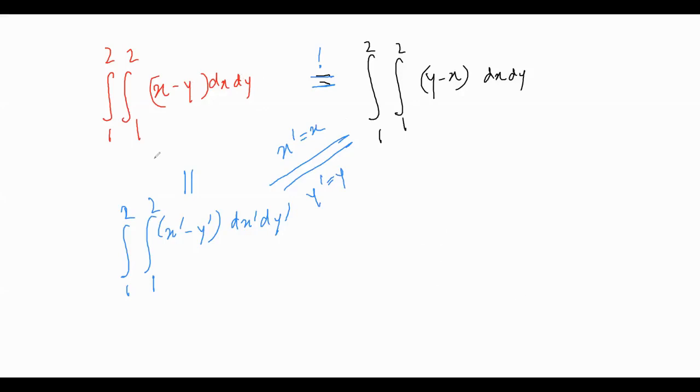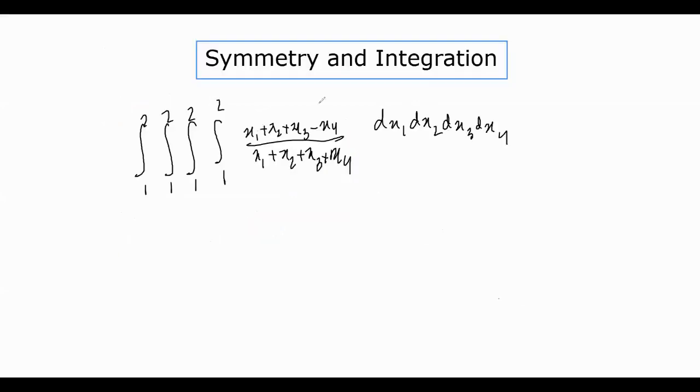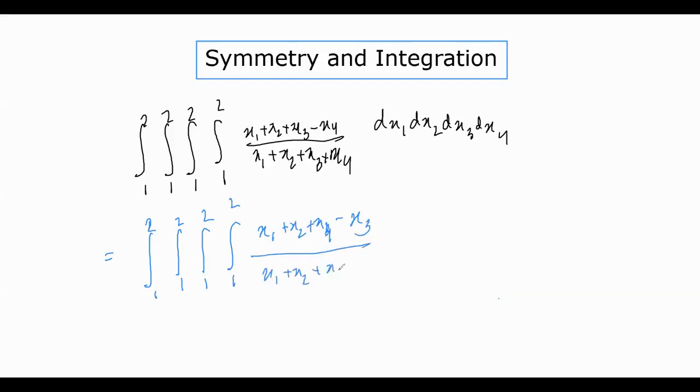We will use exactly the same idea to find the solution. This is a beautiful solution. So this is the same as the integration from 1 to 2, 1 to 2, 1 to 2, 1 to 2. Just change x4, so it will be x1 plus x2 plus x3 plus x4 minus x3 over the same denominator; everything else will be the same. We will replace x4 by all the corresponding variables.